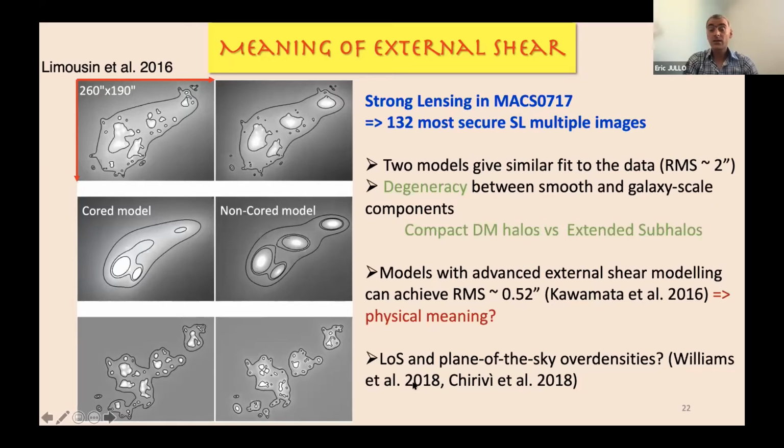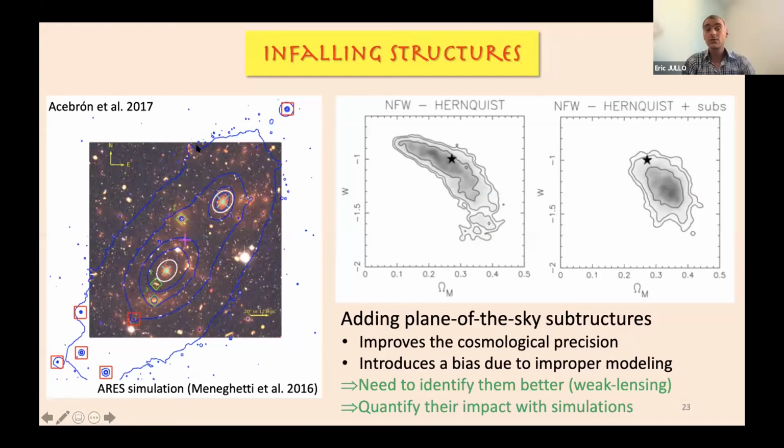In 2 papers, it has been guessed that this could be related to plane of the sky or line of sight overdensities. In fact, in a paper by Anna Sebron in 2017, we also investigated this and found that galaxies in the outskirts could also impact the reconstruction.